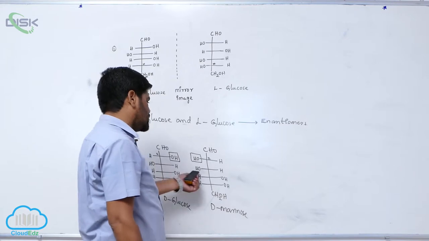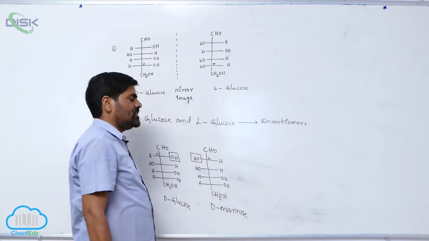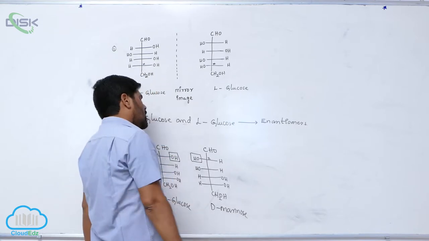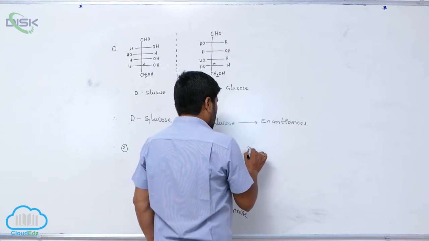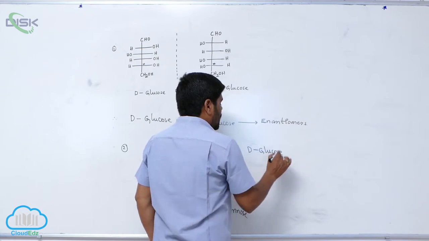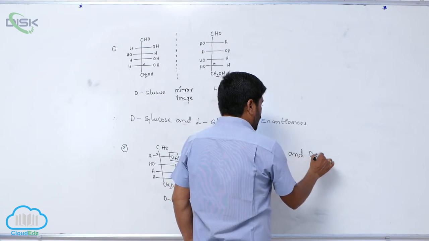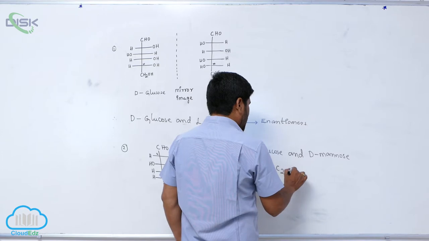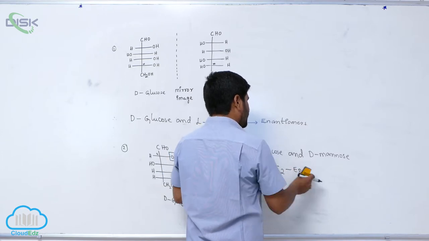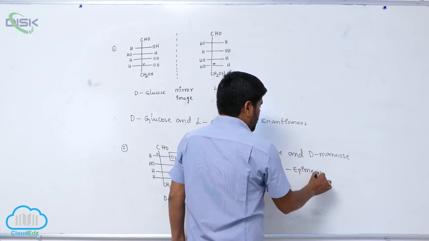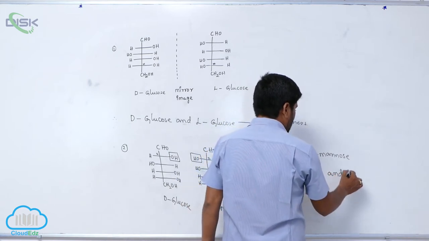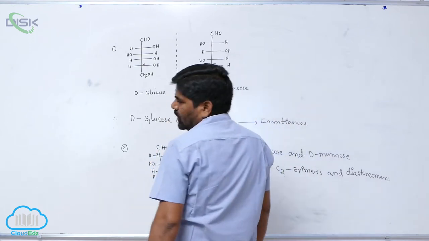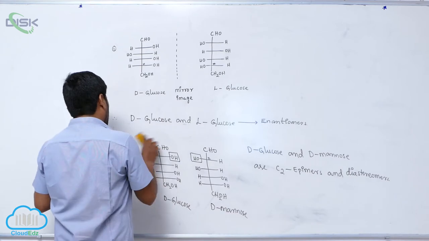A pair of diastereomers means non-superimposable, non-mirror images to each other. A pair of diastereomers which differ in the configuration at only one carbon, except C1, are known as what? Epimers. So therefore, D-glucose and D-mannose are C2 epimers and diastereomers. Okay, so you know about the terms diastereomers, enantiomers, anomers, and epimers.